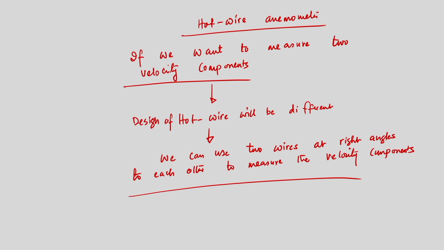So the schematic depiction we have seen in the last lecture, where we had only one hot wire, and using that hot wire anemometer we can definitely measure the velocity component which is normal to the wire, by measuring the heat transfer. But we also need to know that the velocity component which is parallel to the wire will affect the heat transfer, and if you would like to really measure the two velocity components, then we need to modify the design of the hot wire, and one such modification is that we can use two wires at right angles to each other to measure these components.